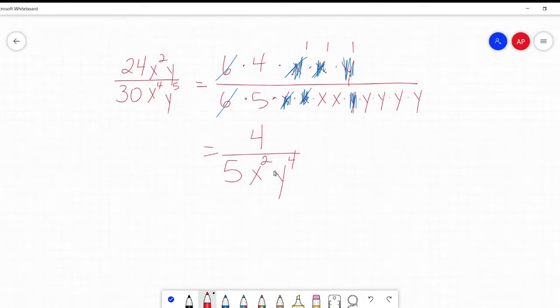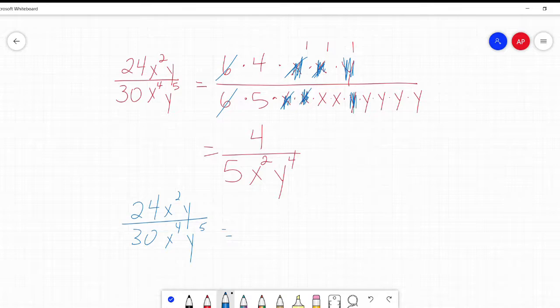is if we just look at, and I'm going to rewrite it down here. All right, the shorthand way is just to kind of cross things out as you go, like you would with the fractions if they were just numbers.